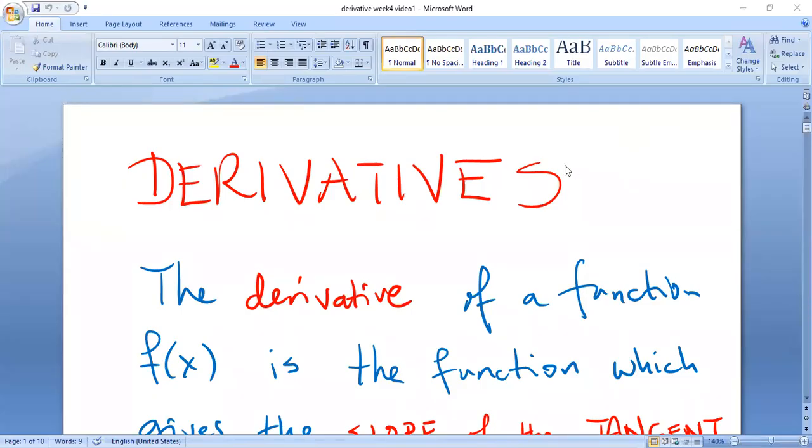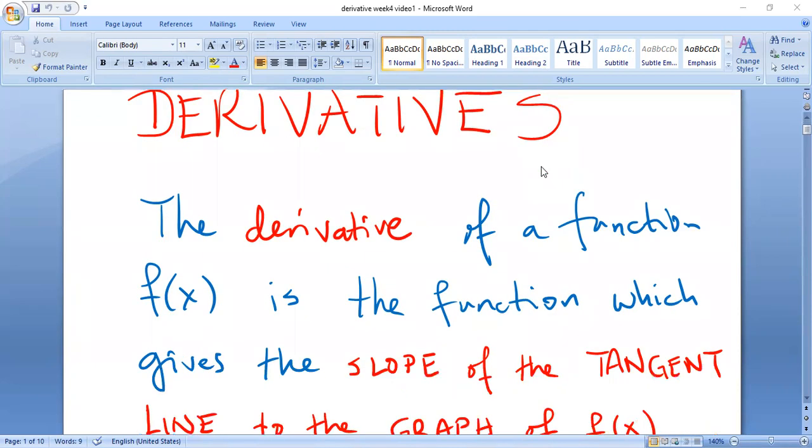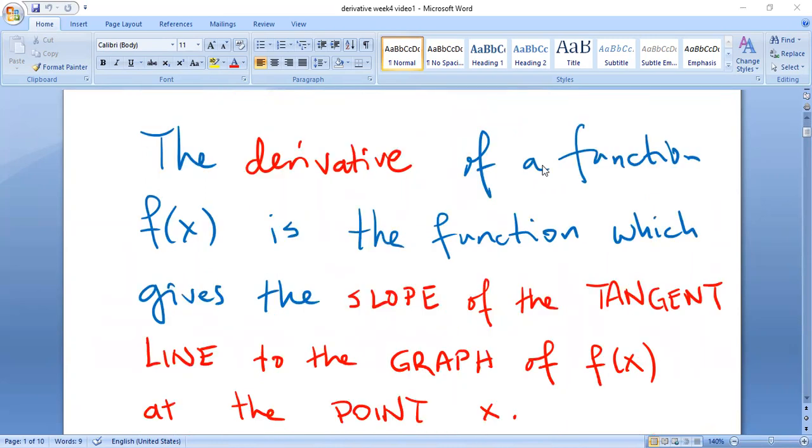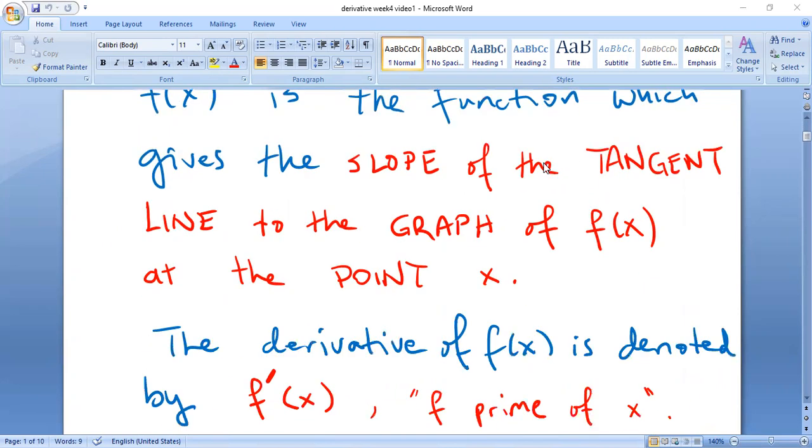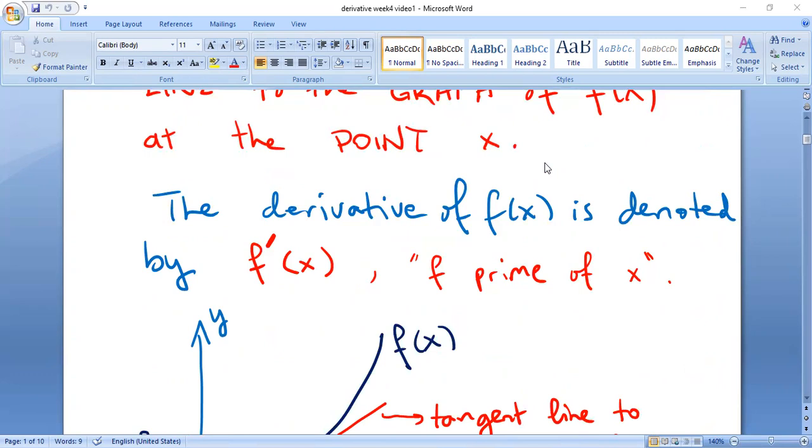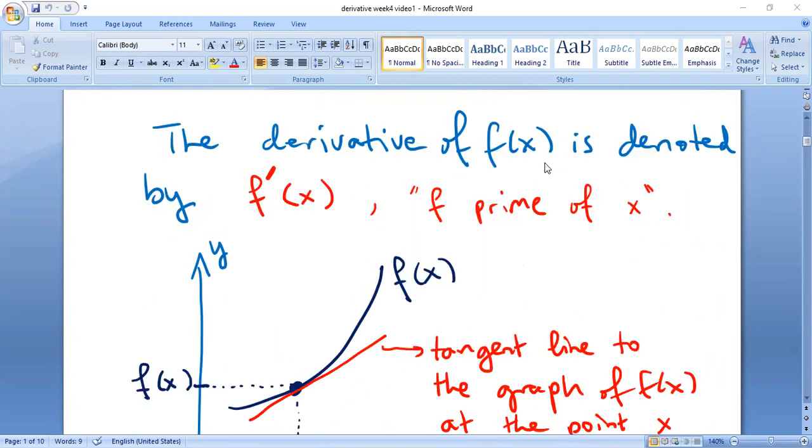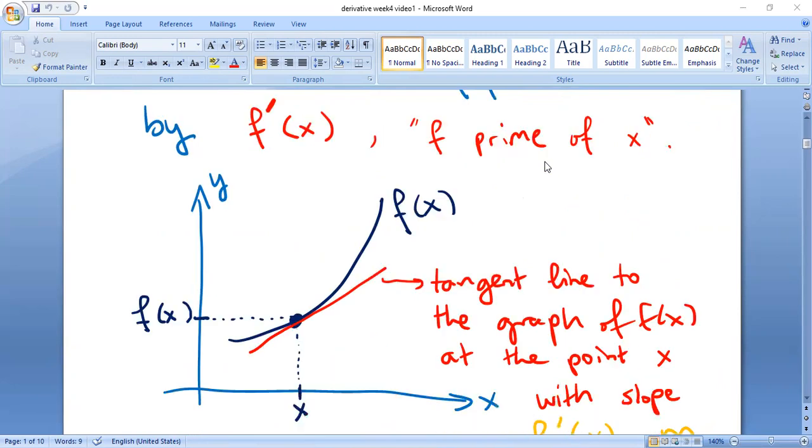Hello everyone. In this video, we are going to talk about derivatives. So what are derivatives? If we have a function, then the derivative of a function f is the function which gives the slope of the tangent line to the graph of f of x at the point x. The derivative of f of x is denoted by f prime of x.